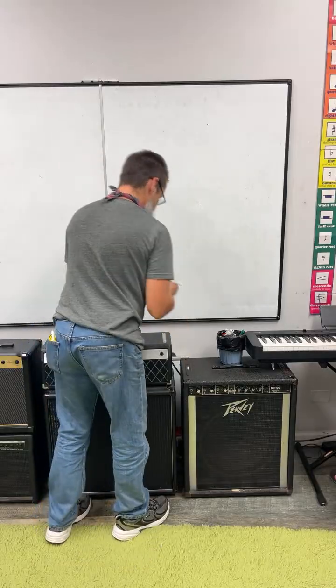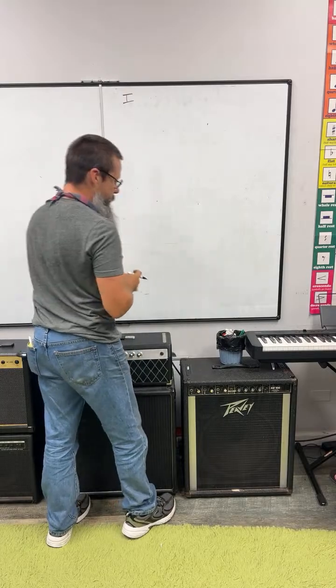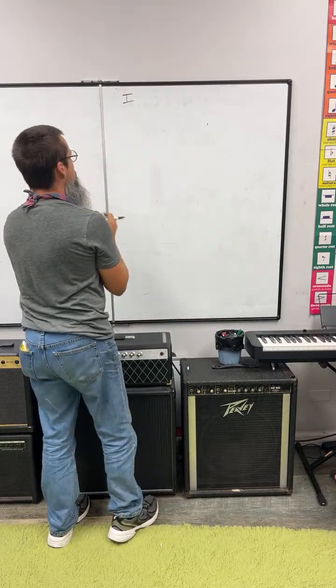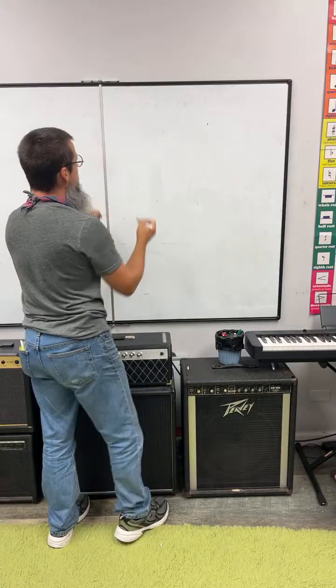All right, let's go with D. How about we go D minor? Oh, look at you. Do you want to see it through the eyes of the major or the minor? That's always a good question. So let's see it through the eyes of the minor.